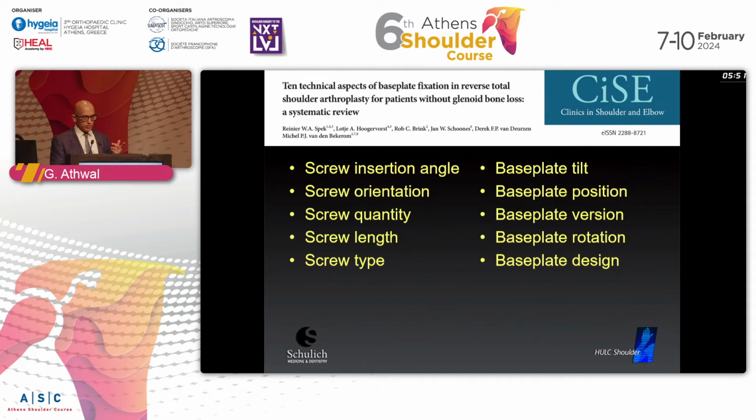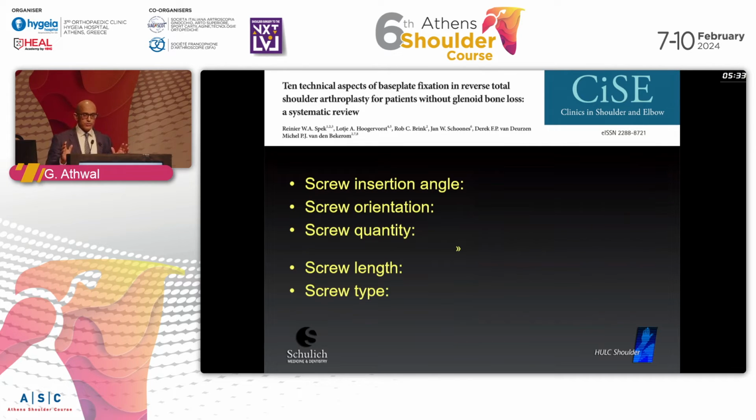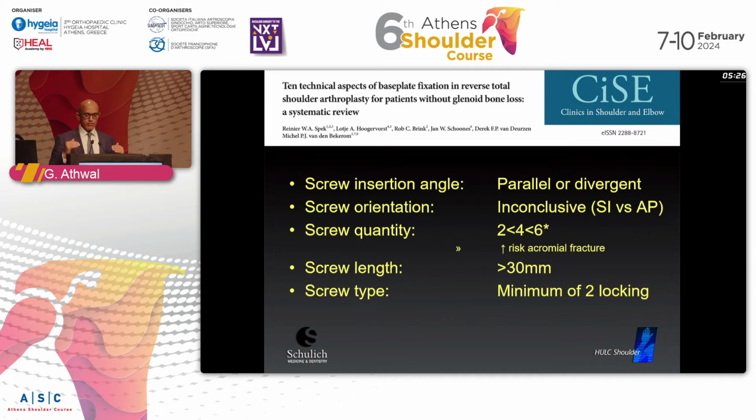So this paper looks at screw insertion angle, orientation, quantity, the length of screws and type of screws, so locking or compression screws. And then with the base plate, it's going to look at tilt, position, version, rotation, and design of the base plate. So I'm just going to go through a real summary of what this paper showed. Looking at screw insertion angle, they looked at biomechanical studies and clinical studies, and what they found is that they can recommend parallel or divergent, just not convergent.